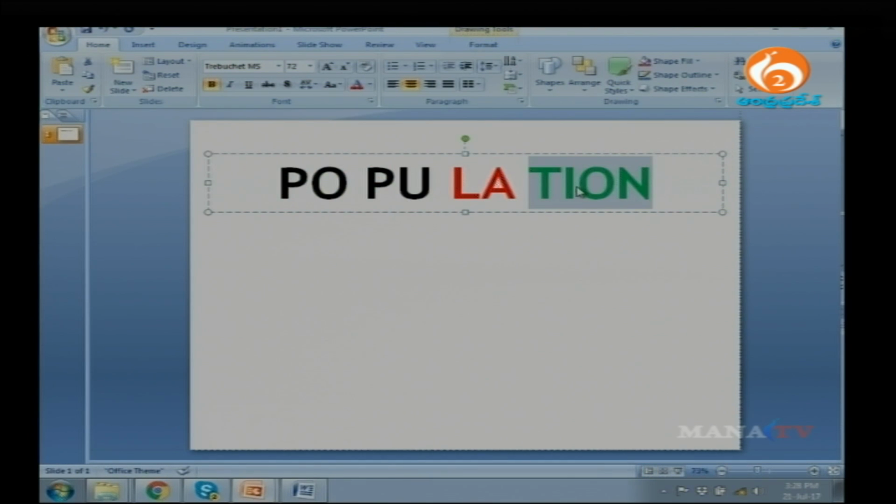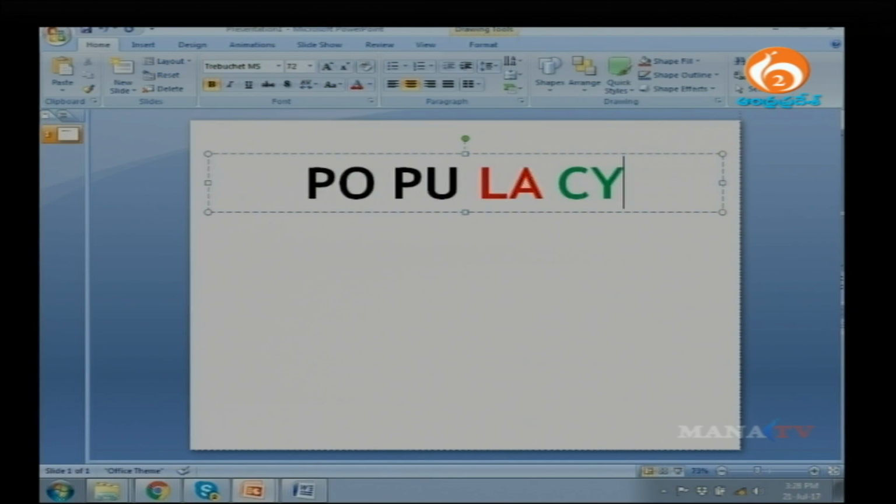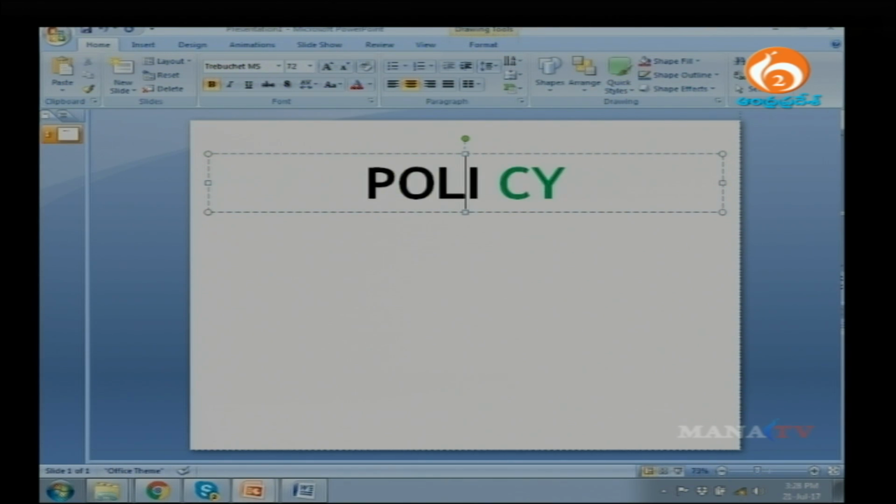First one is CY, correct? Any word that ends with CY. For example, policy. Now CY is my word ending. The stress will be on the third from the right.